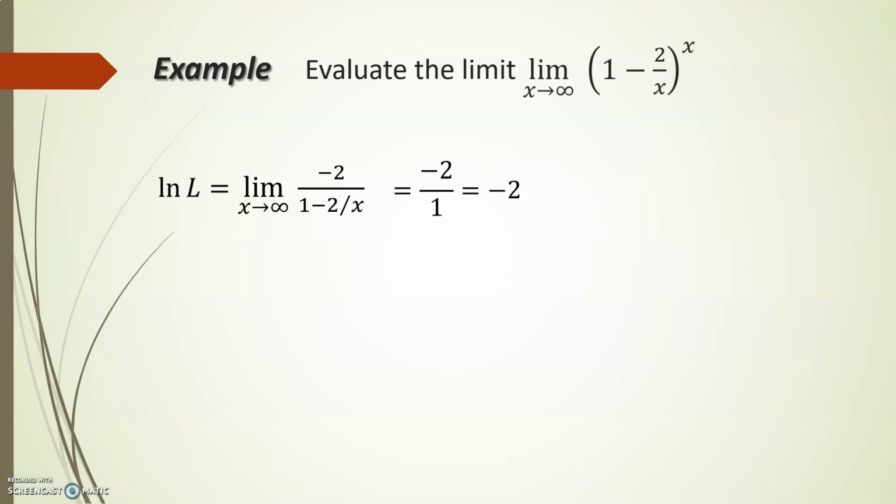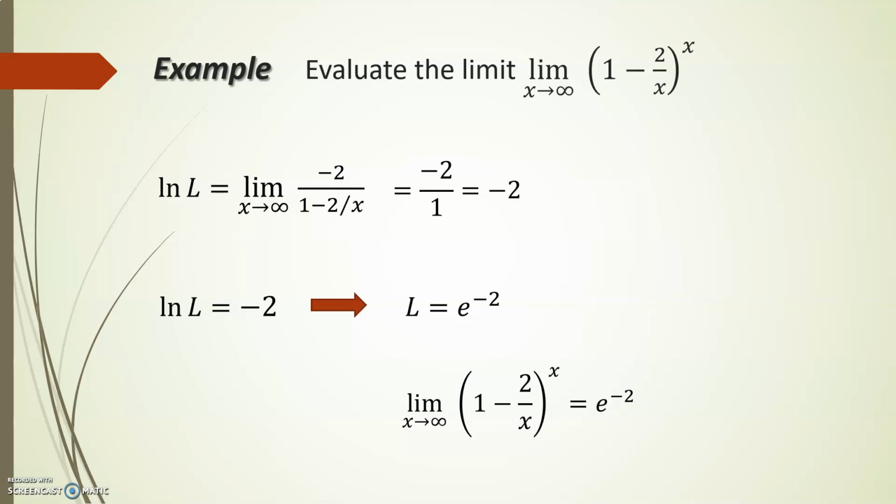Now, very important is to recognize this answer is not the answer to the original limit, but to the ln of the limit. To isolate L, we would apply an exponential function on both sides, and therefore the original limit is e to the minus 2. Therefore, the original limit that we solved has a determinate answer, e to the minus 2, or 1 over e squared.